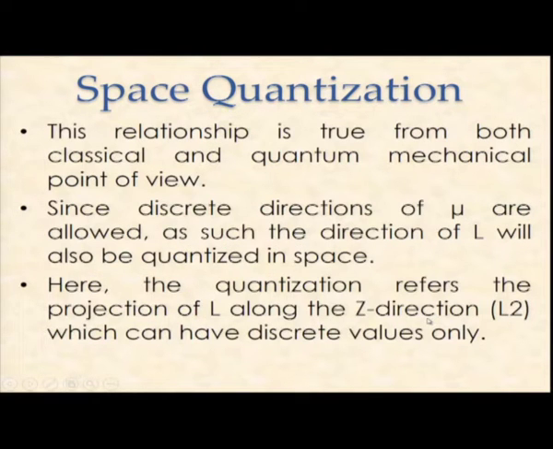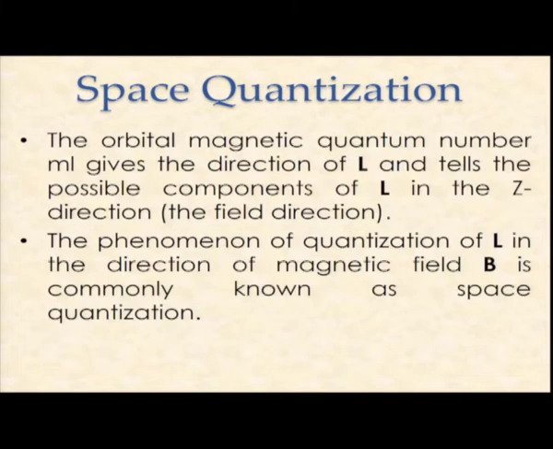This relationship is true from both classical and quantum mechanical points of view. Since discrete directions of magnetic moment are allowed, the direction of angular momentum will also be quantized in space. So, space quantization refers to the projection of angular momentum along the z direction, which can have discrete values only.